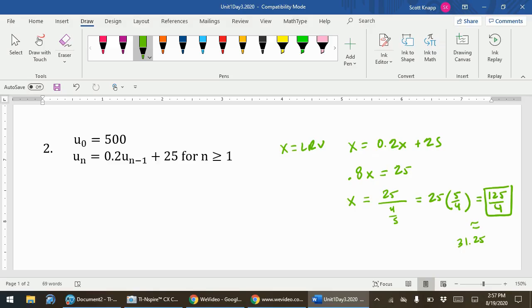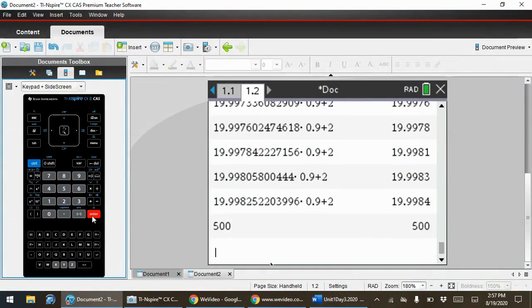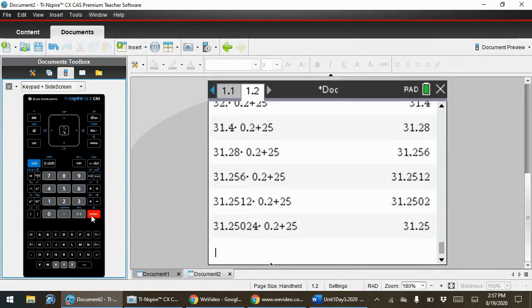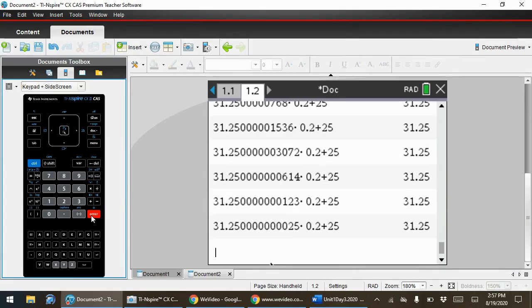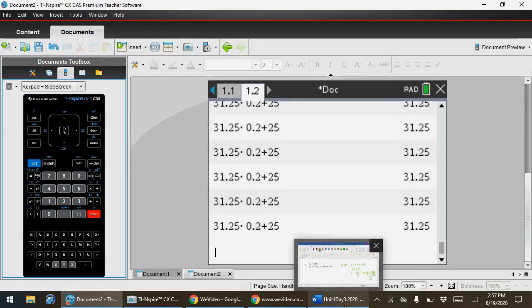And maybe you checked it in your calculator. I'm going to do that again one more time. If I type in the first value of 500, I'm going to multiply that by 0.2 and then add the 25. Let's see if I can get to 31.25 in the long run. Oh, got there really quick this time. That might be because I was losing so much. If I'm multiplying by 0.2, I'm technically losing 80%. And so that leveled off a little bit quicker, but our algebraic method again worked.